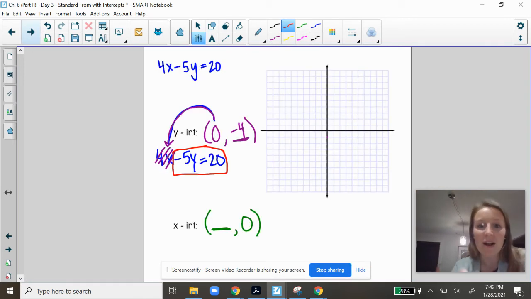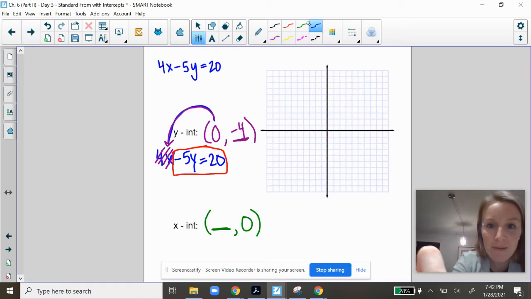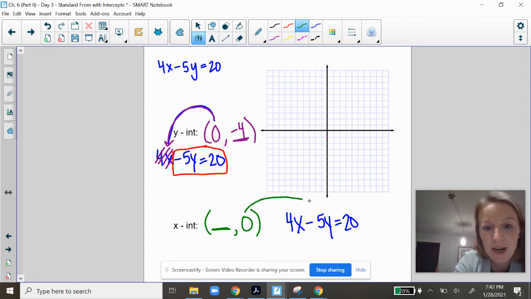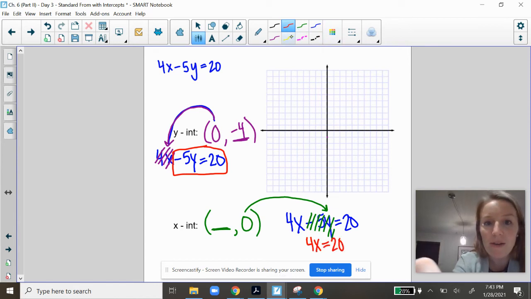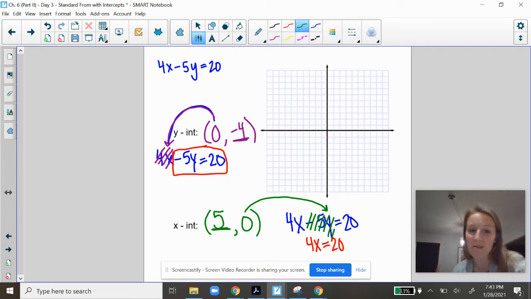Okay, now let's try our x-intercept. So I'm going to rewrite my equation again, thinking about my cover-up method. 4x minus 5y equals 20. This time, if I'm going to take 0 and I'm going to plug it in for y, that means this whole thing is going to go away, right? Because 5 times 0 is just 0. It doesn't matter. So now I'm thinking about 4. I can think about it as 4x equals 20. 4 times what is 20? Well, hopefully, again, some good mental math. You're going to get an x-intercept of 5.